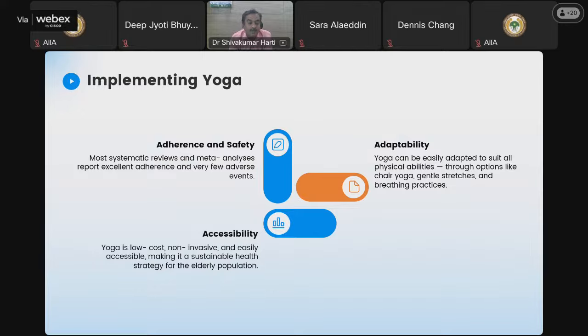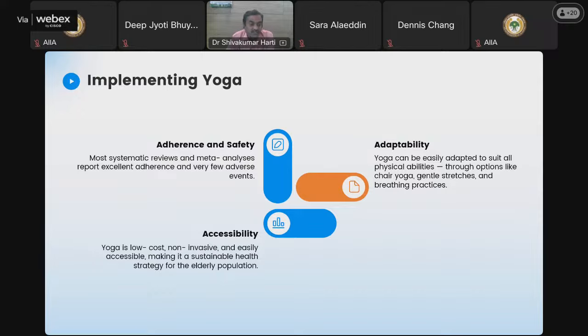When we talk about implementing yoga for healthy aging, feasibility and safety are essential considerations. Many systematic reviews and meta-analyses report excellent adherence and very few adverse events, which makes yoga one of the safest mind-body interventions for older adults. What's more, yoga can easily be adapted to suit all physical abilities through options like chair yoga, gentle stretches, and breathing practices.